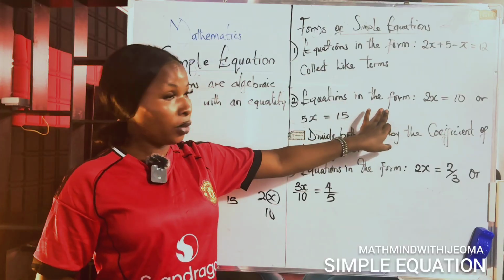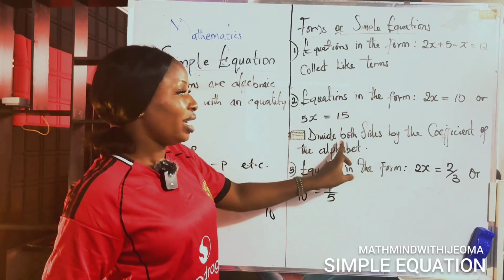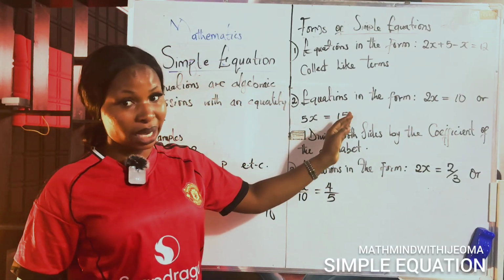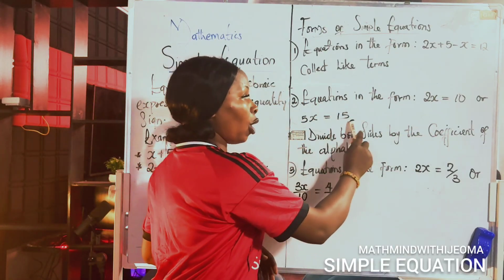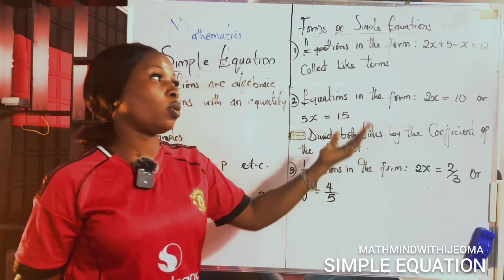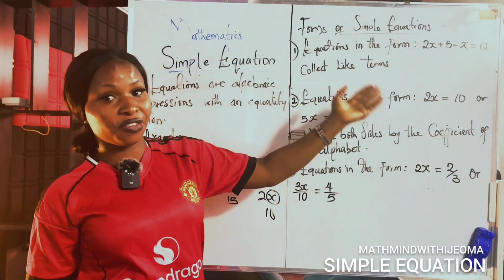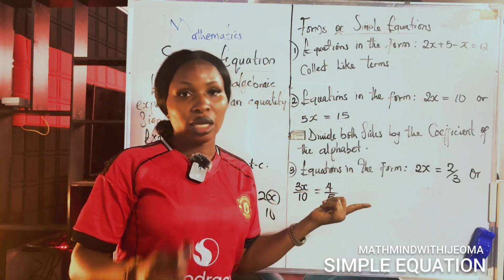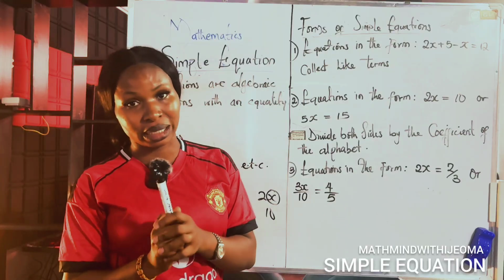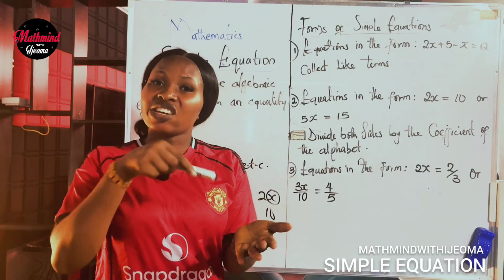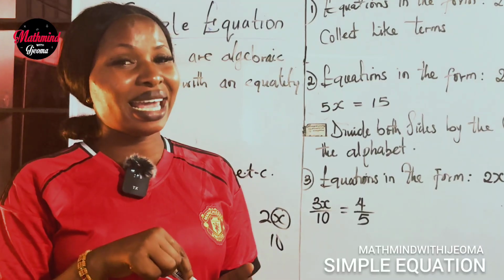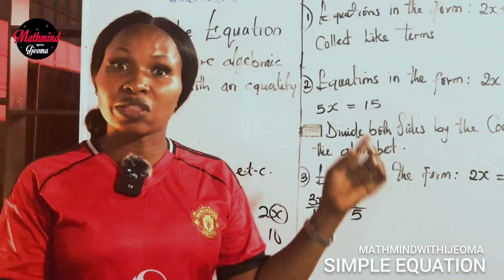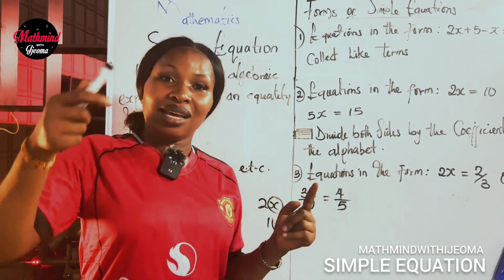Equations in this form, remember what you should do is divide both sides by the coefficient of the alphabet. If you see an equation in this form, that's 2x equal to 10 or 5x equal to 15, you just divide both sides by the coefficient of the alphabet. Now someone will ask again, what is a coefficient? A coefficient is a number, a letter, a number and sign, or anything at all multiplying the required letter.